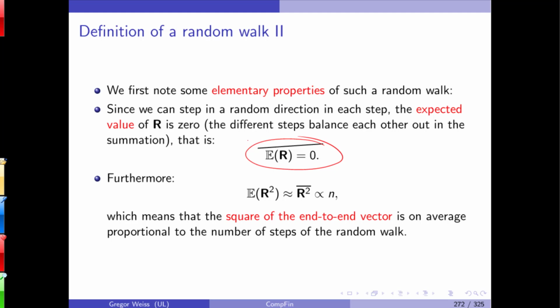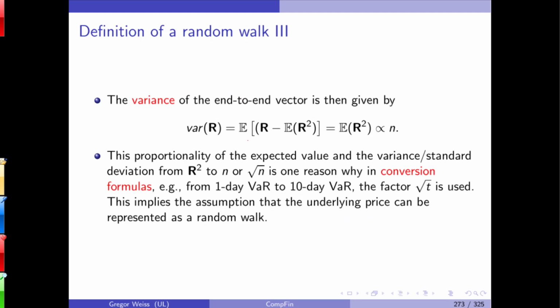Furthermore, we have the expectation of the squared end-to-end vector, r squared, is proportional to n. So if you square all these distances and you take the average or the expectation, it will be proportional to the number of steps you've taken, and n is the number of steps. We'll need that later on. So that's a random walk.